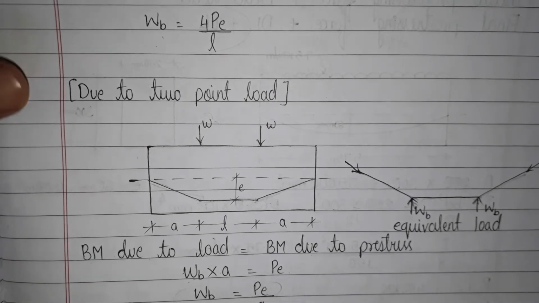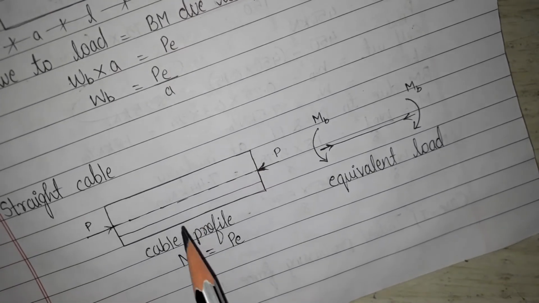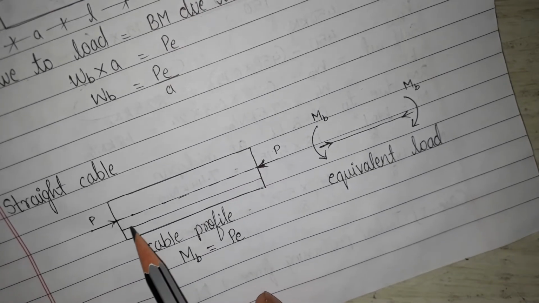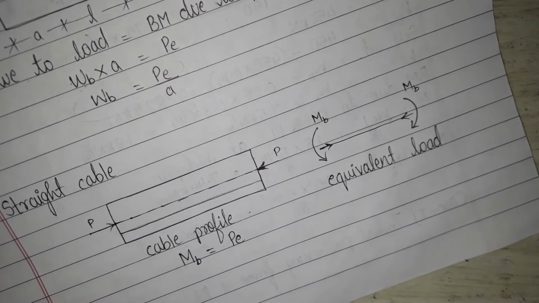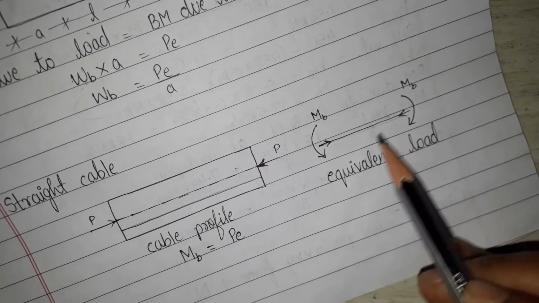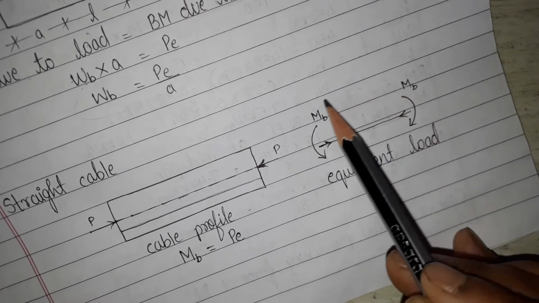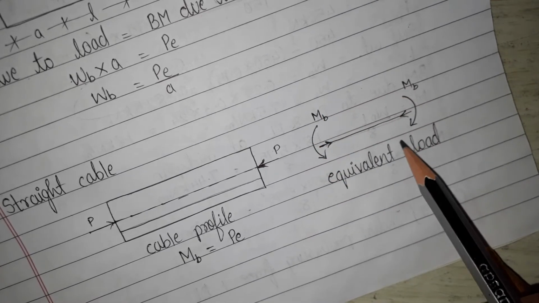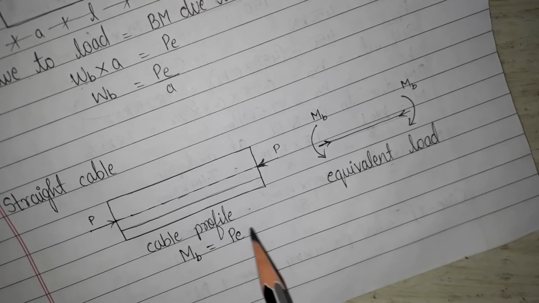And if the cable profile is straight, at that time what can you do? If the cable profile is straight, that means with uniform eccentricity, we have to provide a straight cable, and we have to develop the equivalent moment MB. That is, MB is equal to P into E.